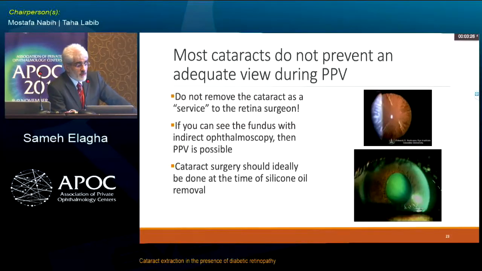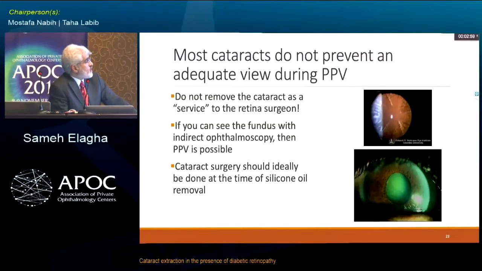Most cataracts do not prevent an adequate view during pars plana vitrectomy. Please do not remove the cataract as a service to the retina surgeon. عشان خاطري احنا برضو هنعمل بونت جدعانه كده مع الريتنا سيرجن وهشيل له الكاتراكت استعدادا للعمليه. لو شلنا الكاتراكت ممكن يحصل بعدها فايبرين ريسبونس فظيع جدا يخلي الفيجواليزيشن اصعب من لو كنا سيبنا العيان بالكاتراكت بتاعته.